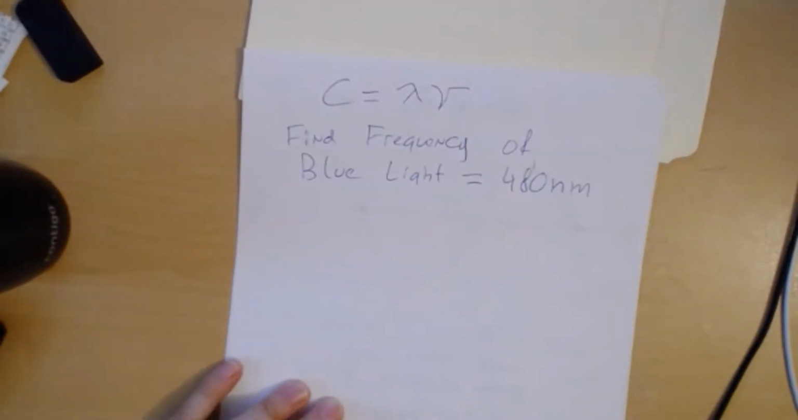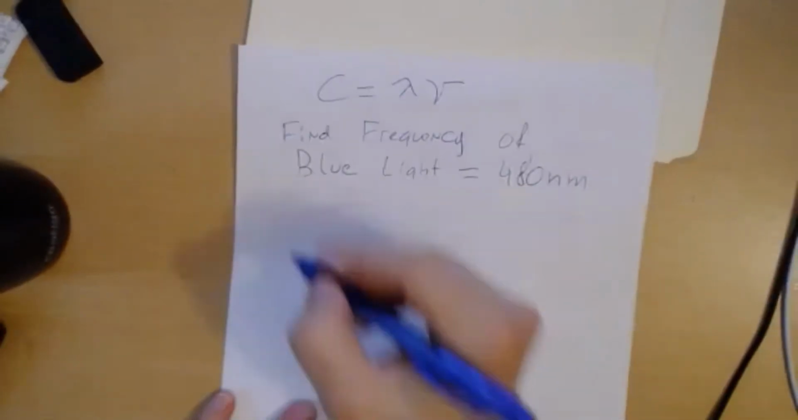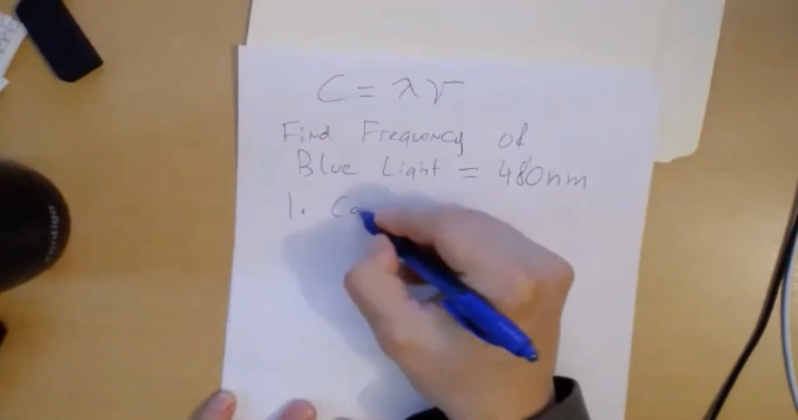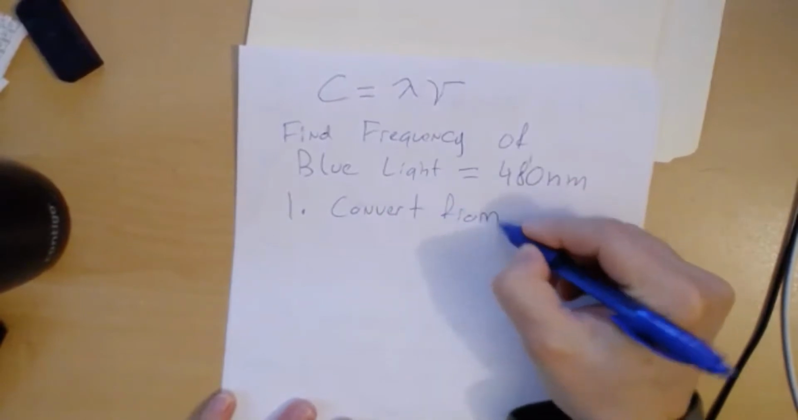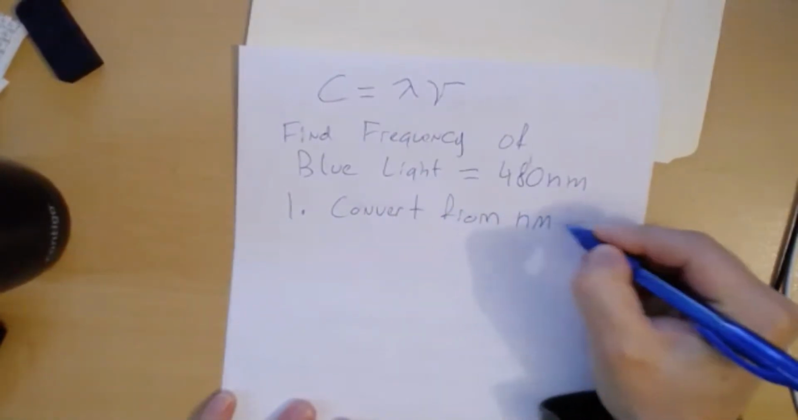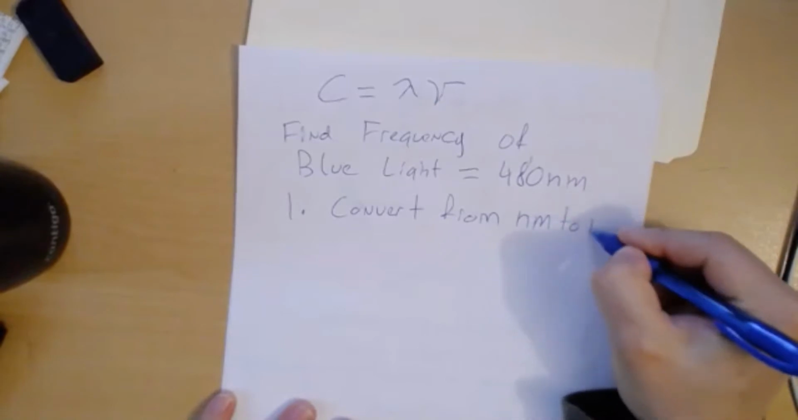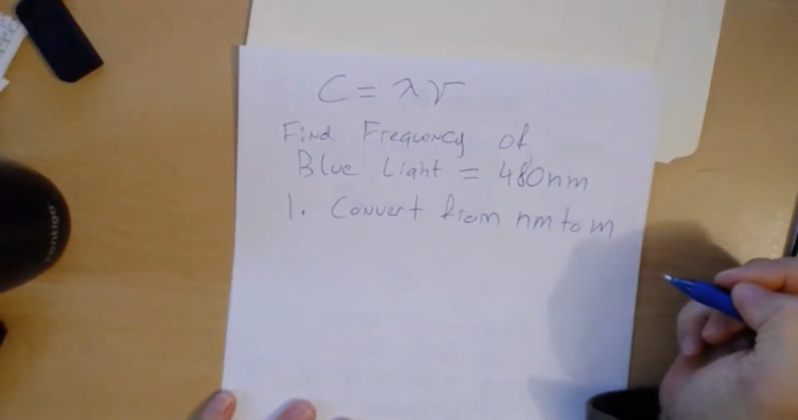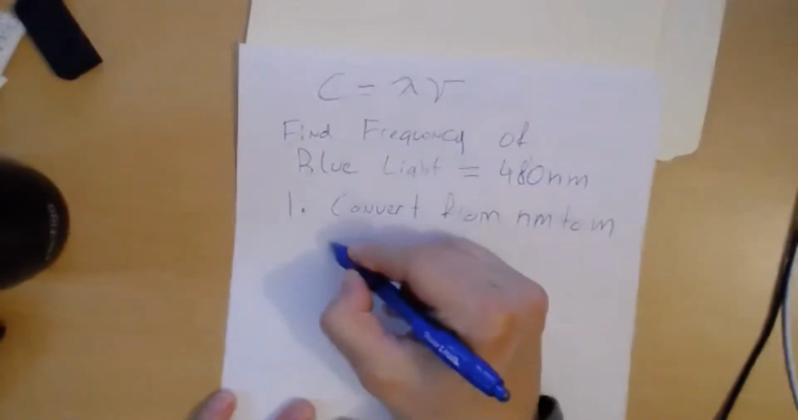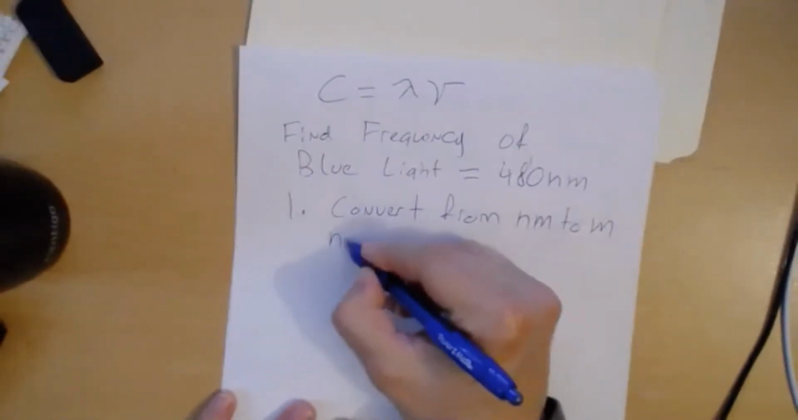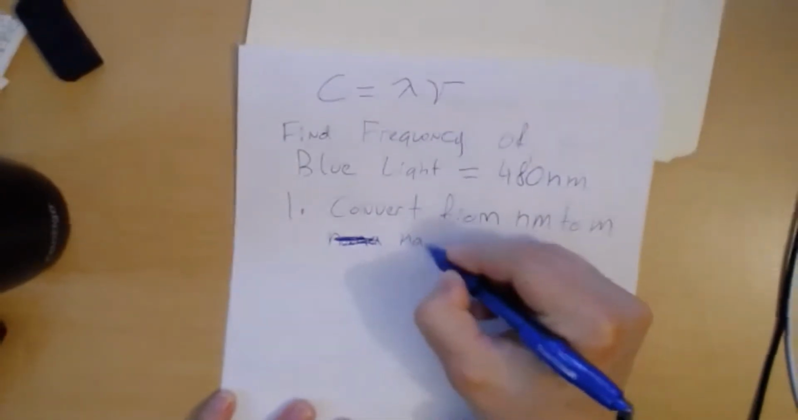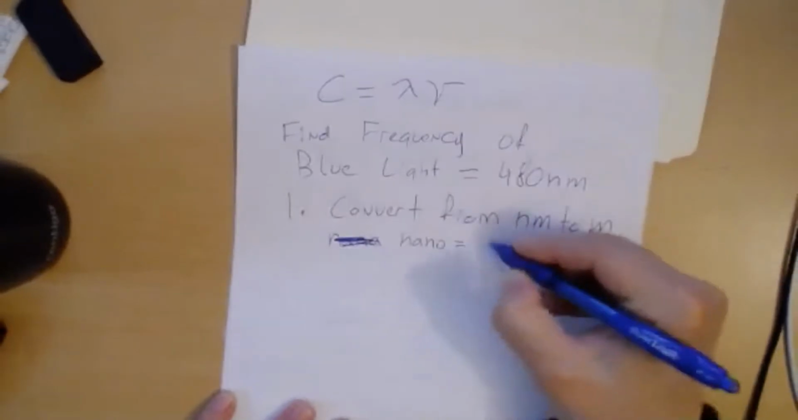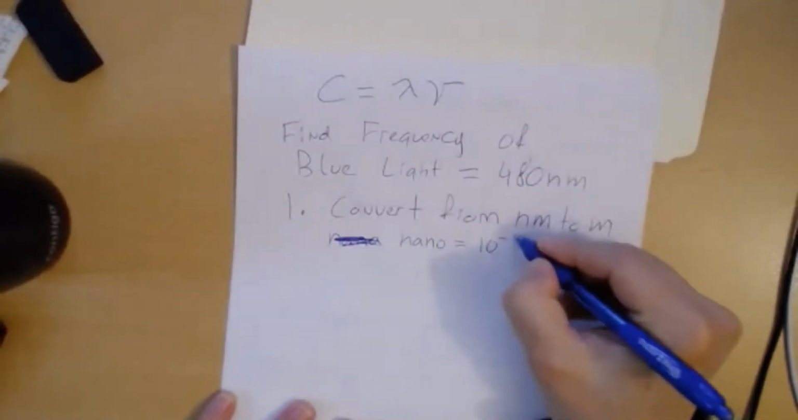So what I want to do is, one, convert from nanometers to meters. And so on the test, if I give you a conversion sheet, because it's a prefix, it can be used for anything. Whoa, nano is equal to 10 to the minus 9.